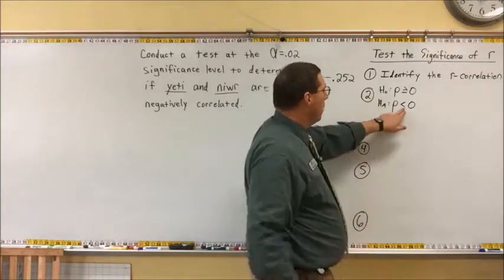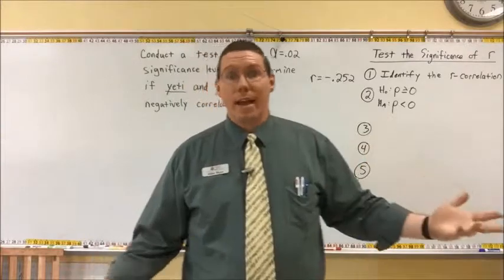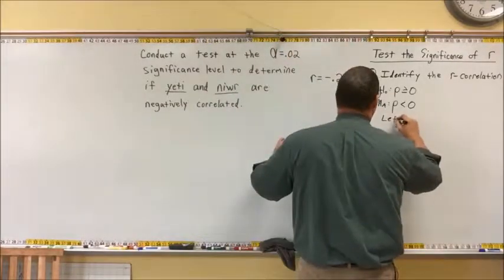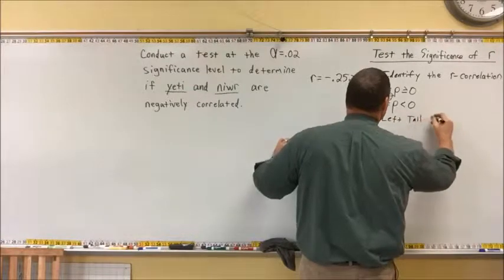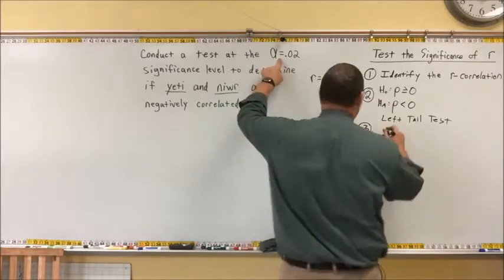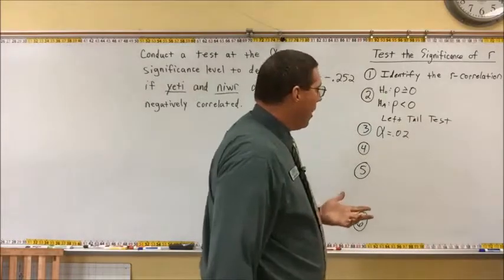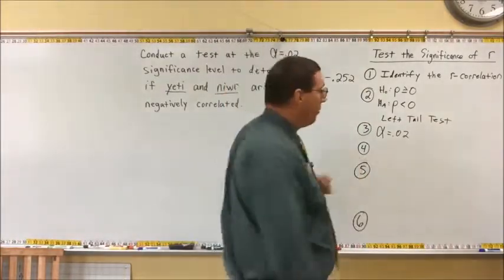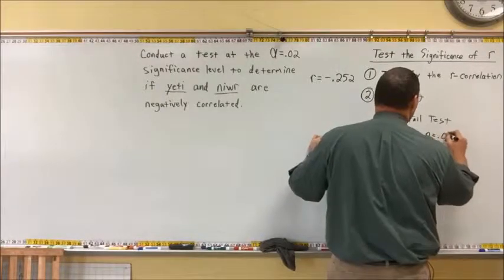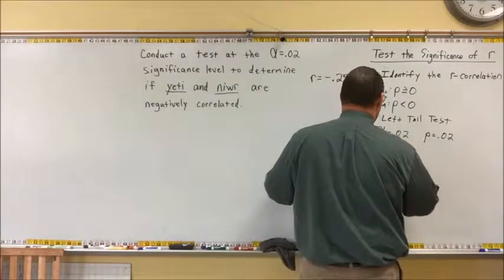Because we're testing whether rho is less than 0, well, what's less than 0? Negative things are on the left-hand side. So that makes this a left tail test, at the alpha equals 0.02 level of significance. Because it's a one-tail t-test, that means our p-value is the same as our alpha. So that's p is 0.02. What kind of test is it? It's a t-test.